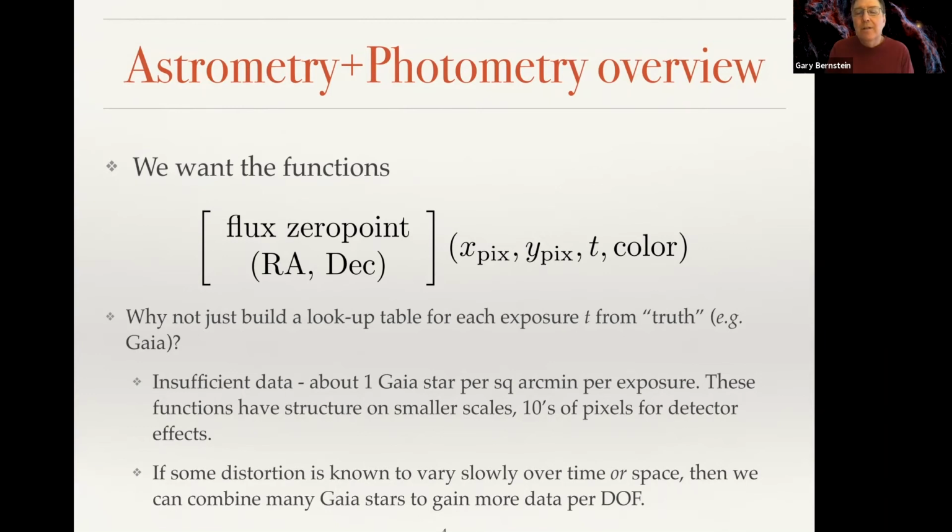So what we're going to do is to try to exploit the fact that some components of this function vary slowly, either over time or over space, that is sky position, and so that we can combine many Gaia stars to gain more data, more observations per degree of freedom of the model. That is, we can gang the Gaia stars together, as well as gang the internal observations, the internal consistency observations, right?